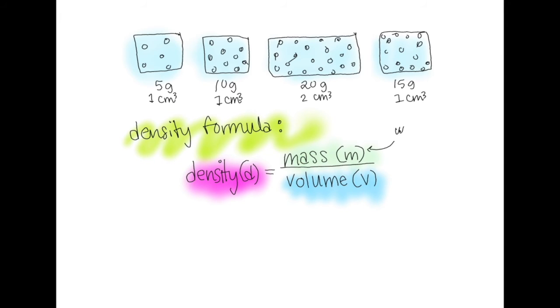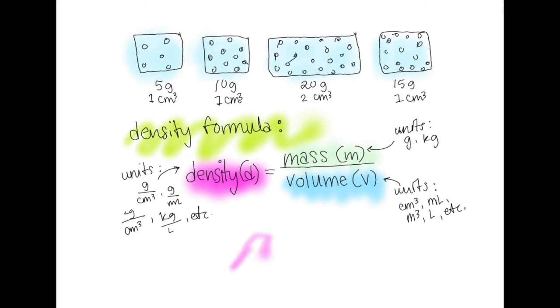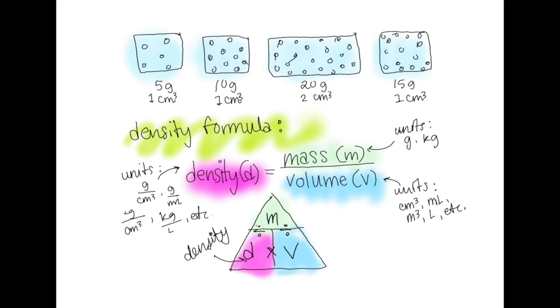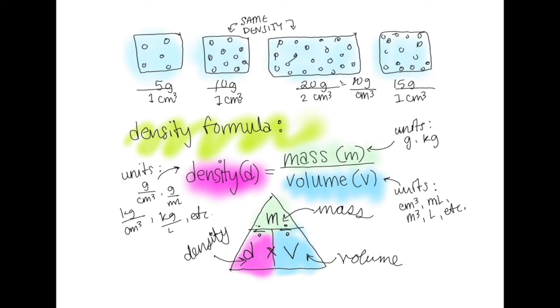The formula for density is density equals mass divided by volume, and we can use the density triangle to help us out with some pretty simple rearranging of the formula. Looking at the four boxes at the top of the screen, we can't immediately see which one is the densest. However, by using the formula, we can then quickly see that the middle two are the same density and the one on the far right is the most dense.